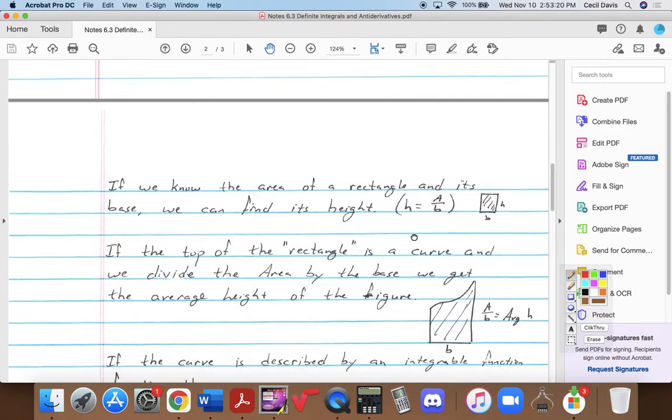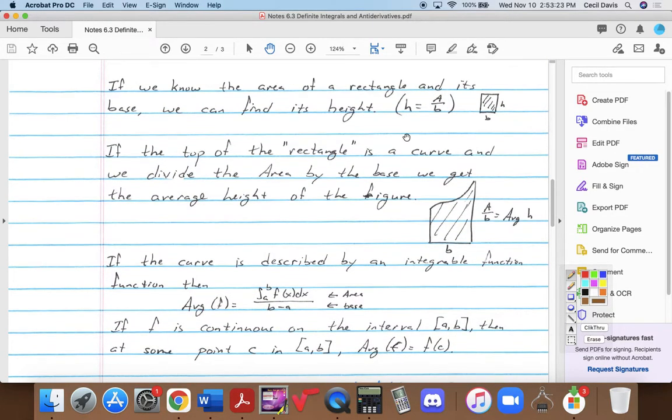All right, page 2. So going back to very basic ideas, if we know the area of a rectangle and we know its base, we can find its height.